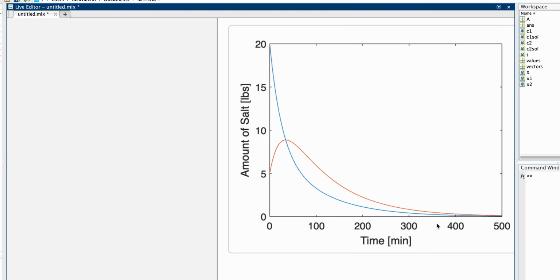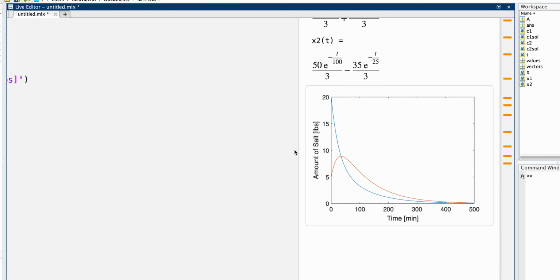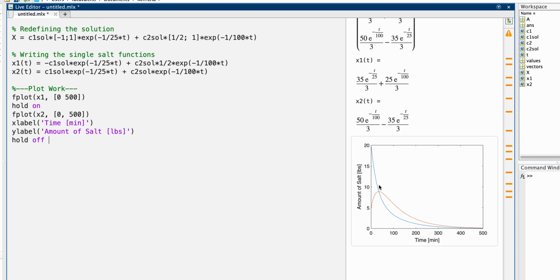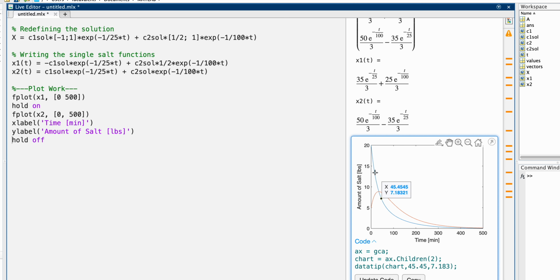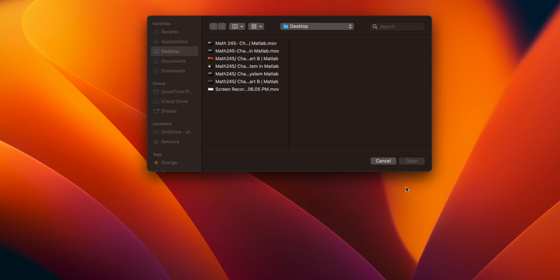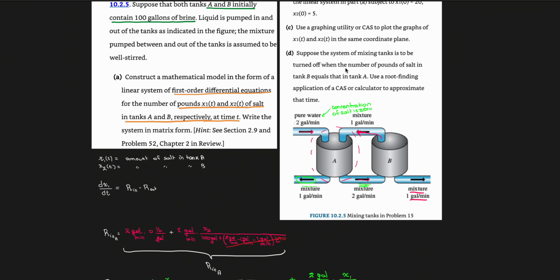This is the graph of our two amounts of salt. Now, we should have also labeled which one was which. But maybe next time, because I actually don't remember how to do that. So that was part C.